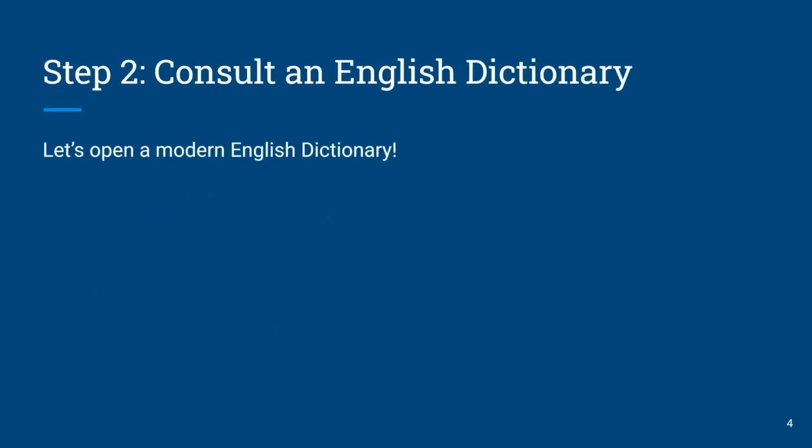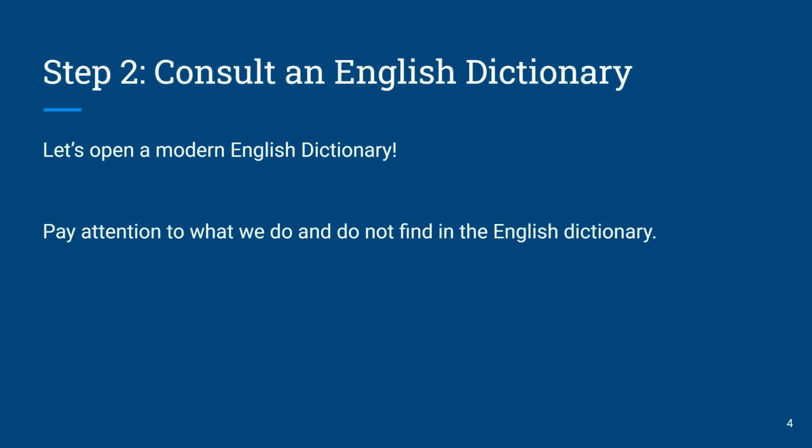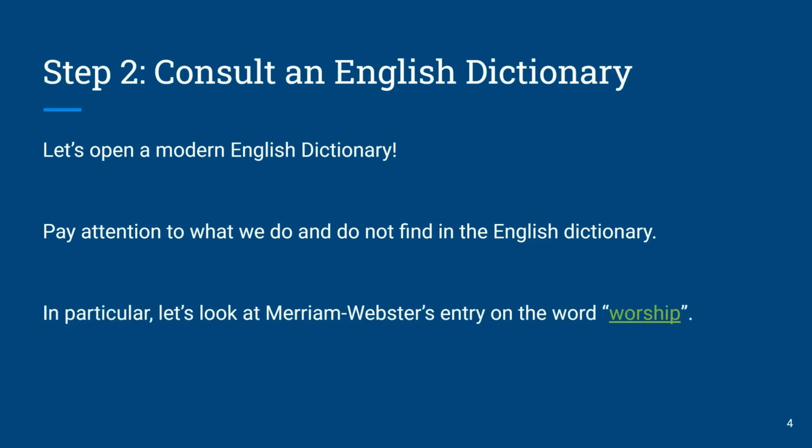In step 2 of our 5-step word study process, we gain a modern baseline for how we might use an English word like worship. So to do that, let's open a modern dictionary. We'll pay attention to what we do and do not find in an English dictionary. And in particular, just for today, you can look at the Merriam-Webster's entry on the word worship. We have that particular entry linked here in this slide deck.